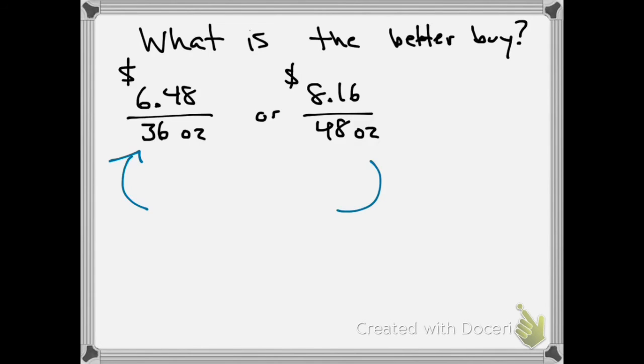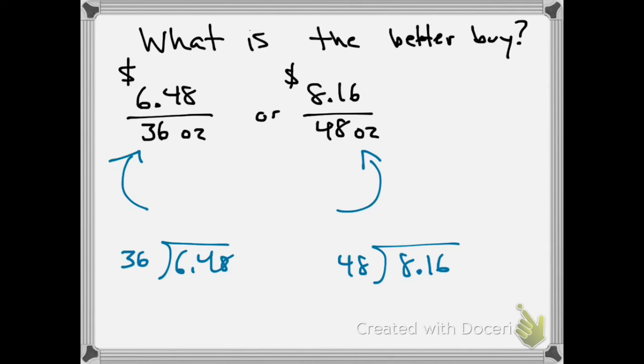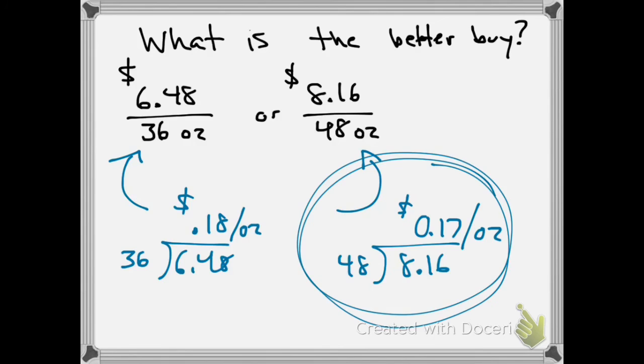So if we look at both of these, we know that we're going to divide, because it's set up as a division problem already. But when dealing with unit price, which is what we're looking at here, you always take the price, even if it's smaller, and put it on the inside of the division house, 648, 816, and divide by the quantity. In this case, it's ounces. After we do all that division, we find that this is 18 cents per ounce, and this is actually 17 cents per ounce. So we can say that this one is the better buy because it's cheaper.